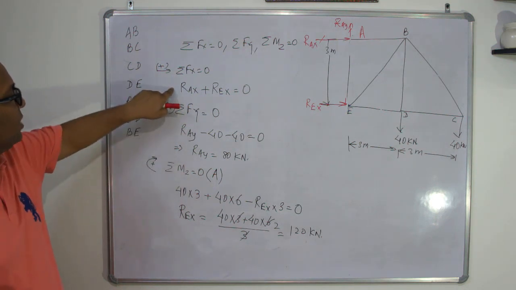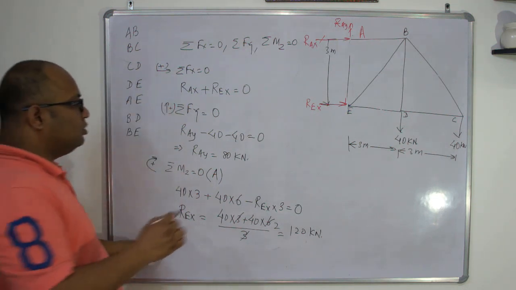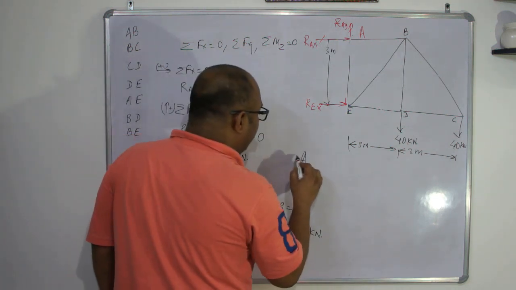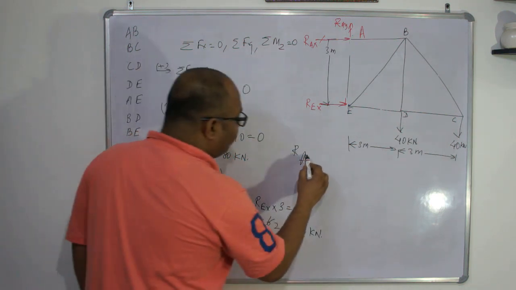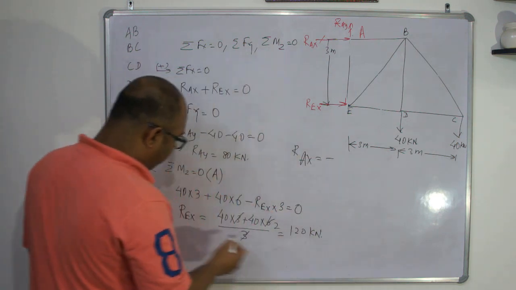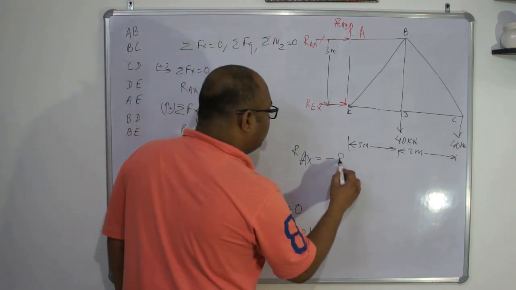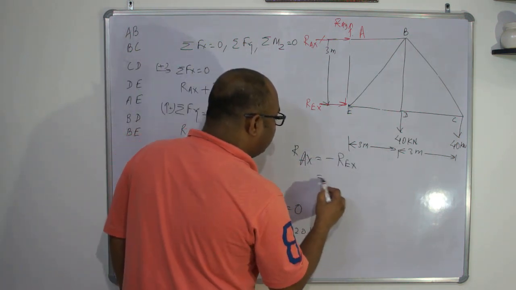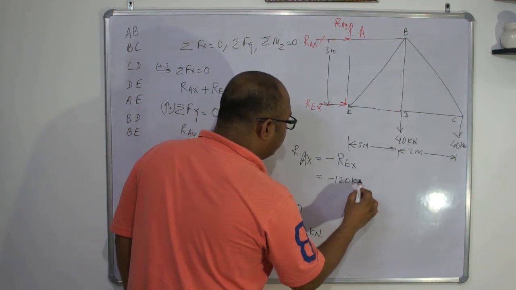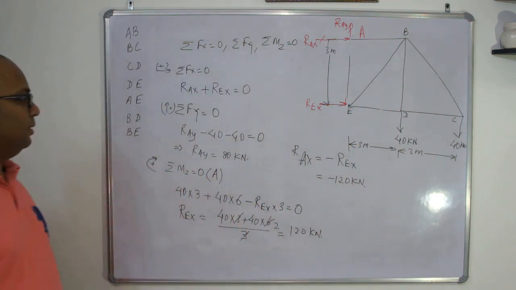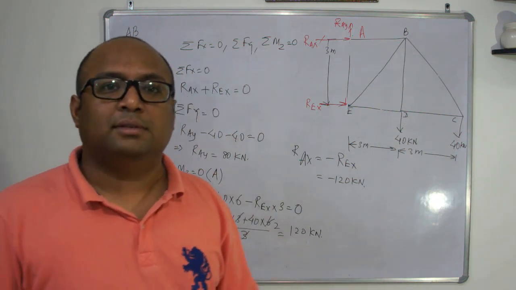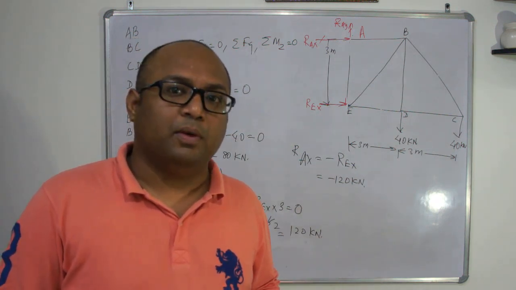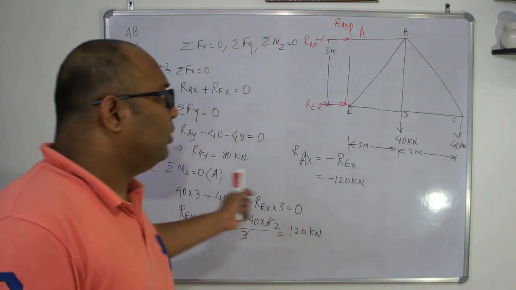Now if I use the first equation, I will also be able to find the value of Rax. Okay? So Rax is minus of Rex, and this value is minus 120 kilonewton. Okay? Do you literally need to find this reaction? No. Is it necessary in this problem?